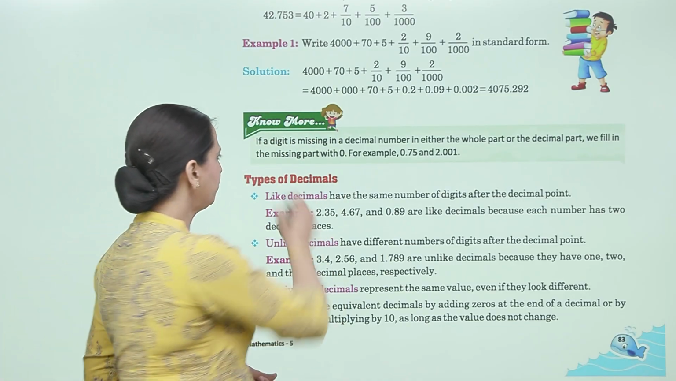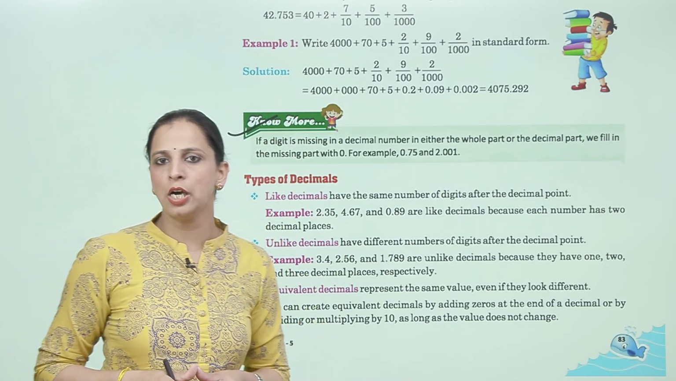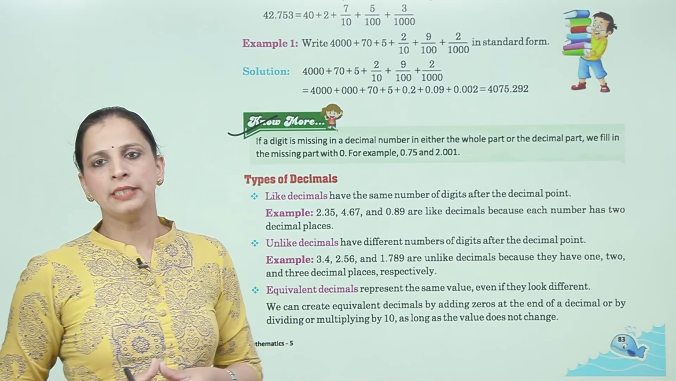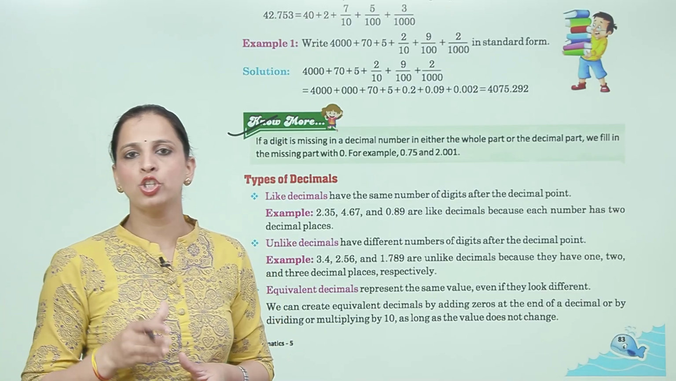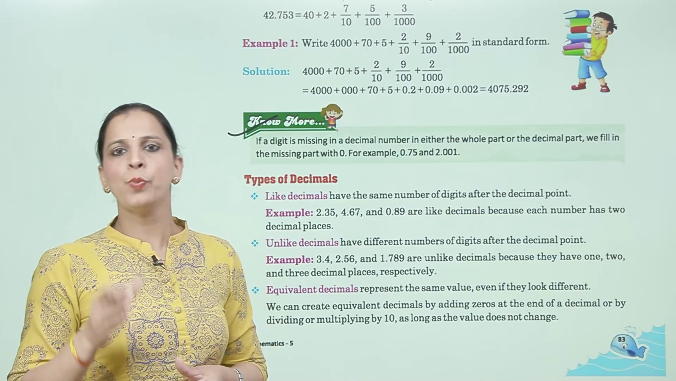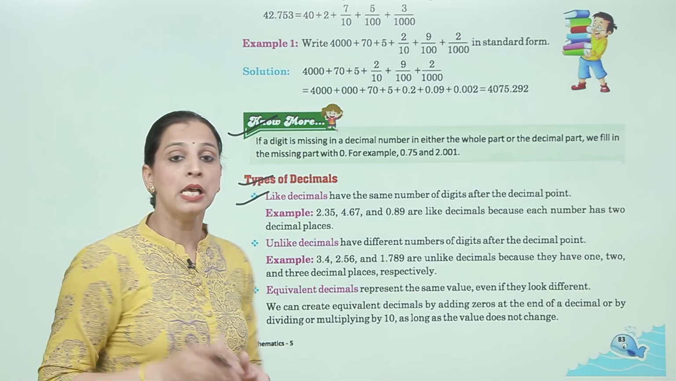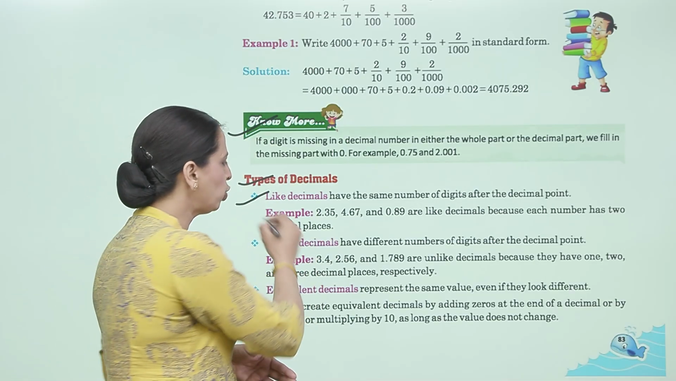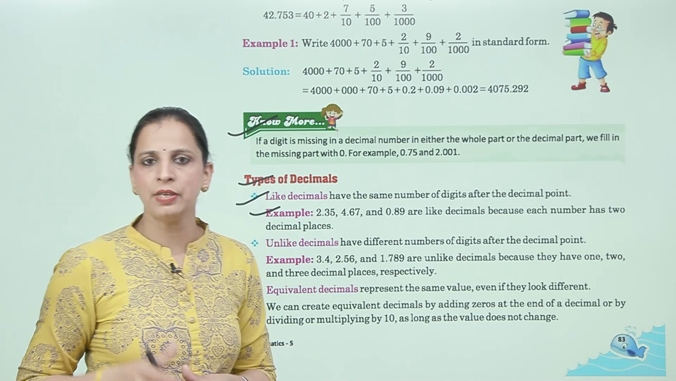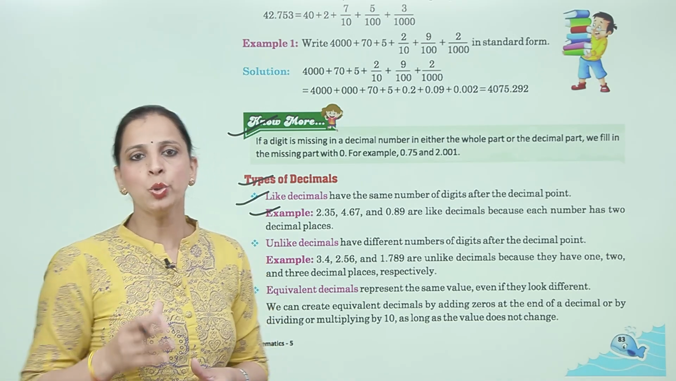Now note: if a digit is missing in a decimal number in either the whole part or the decimal part, we fill in the missing part with 0. For example, 0.75 and 2.001. Now types of decimals. First is like decimals. Like decimals have the same number of digits after the decimal point. For example, 2.35, 4.67 and 0.89 are like decimals because each number has 2 decimal places.